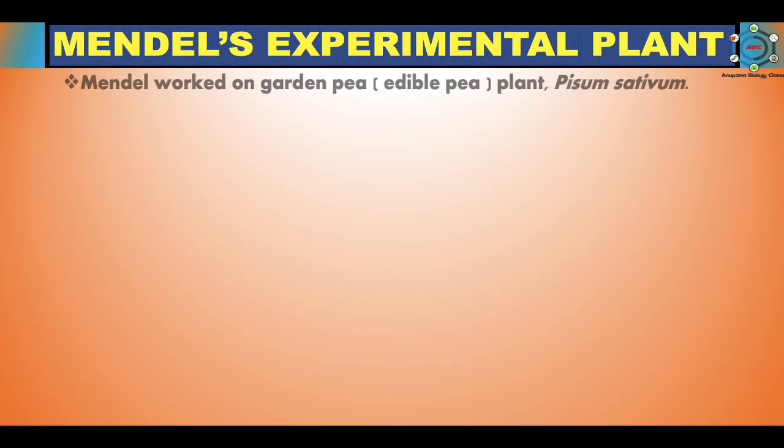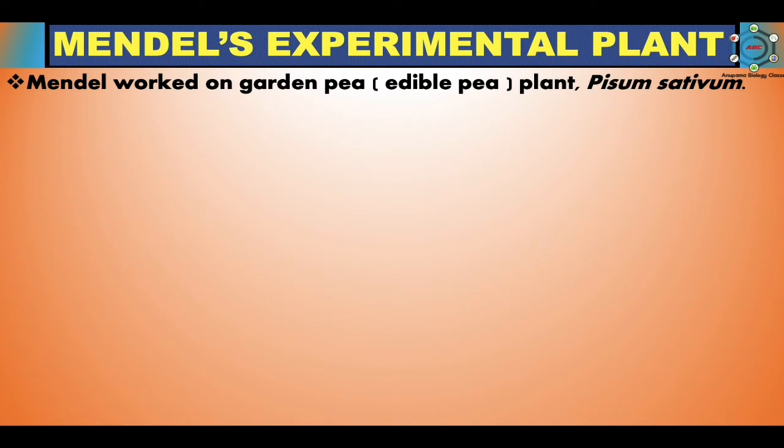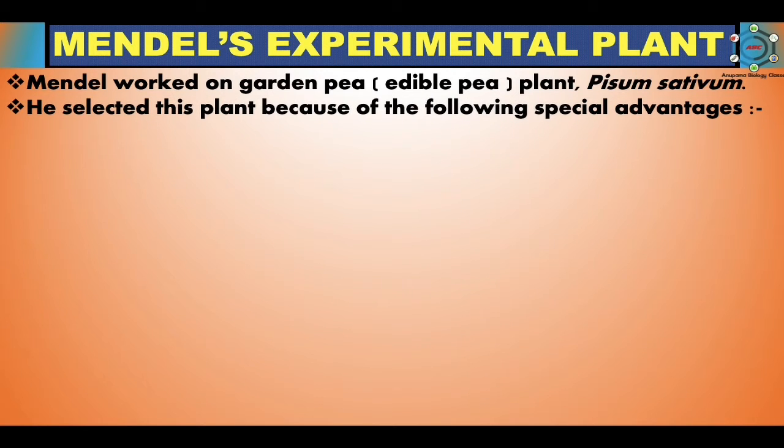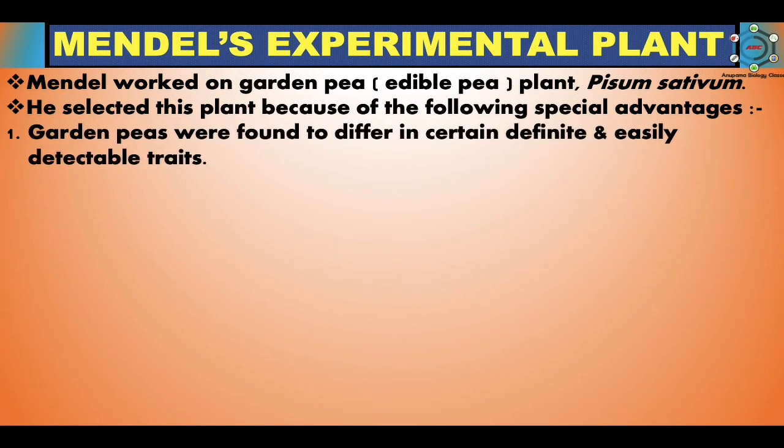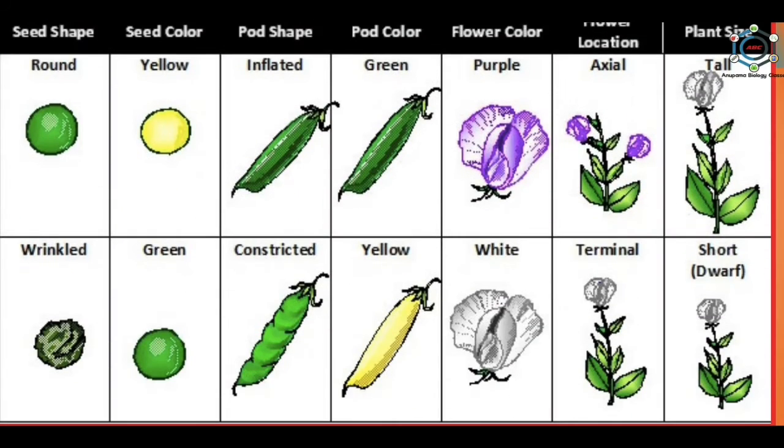After this, Mendel's experimental plant. Here you can see Mendel worked on the garden pea, that is the edible pea plant, which is known as Pisum sativum. He selected these plants because of the following special advantages. The first one is that garden peas were found to differ in certain definite and easily detectable traits. So, Mendel selected 7 pairs of characters which have contrasting traits, and the traits which appear in two opposing conditions, one dominant and the other recessive, are called contrasting traits.